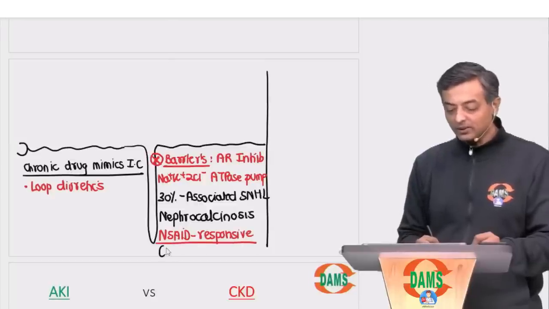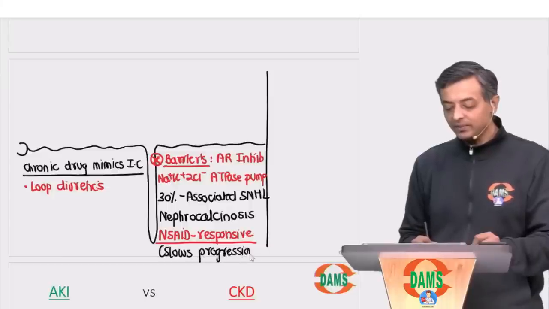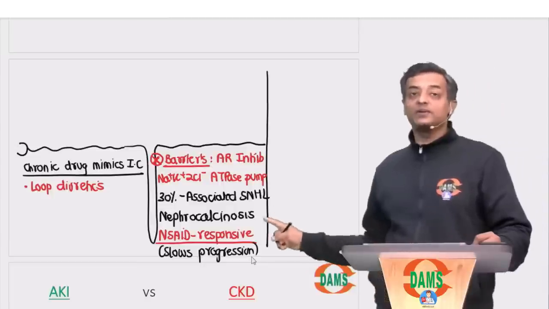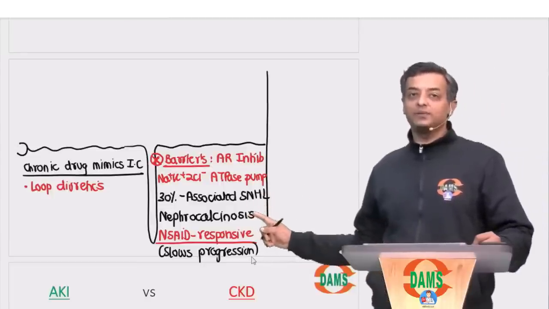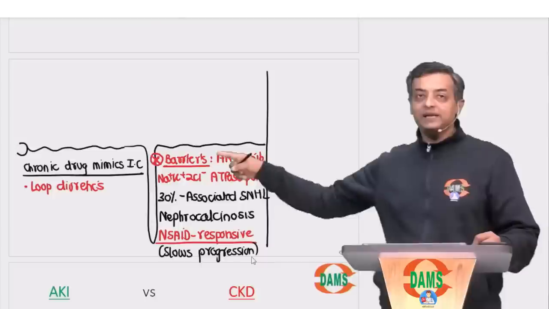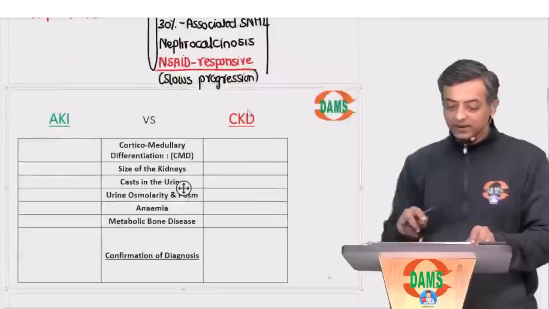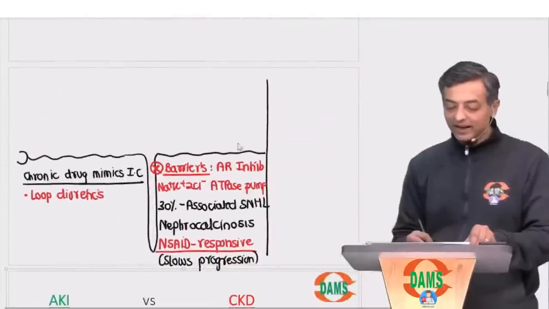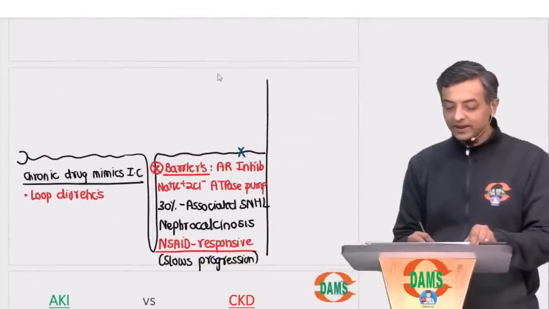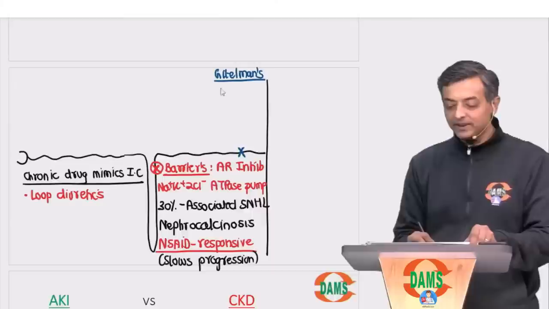NSAIDs can slow the progression of the disease. Important question: NSAID responsive channelopathy, deafness channelopathy is Bartter syndrome. The next one is Gitelman's syndrome, where we get the blue cross in the distal nephron. The blue cross in the distal nephron is Gitelman syndrome, an autosomal recessive inhibitory defect of the sodium chloride cotransporter.